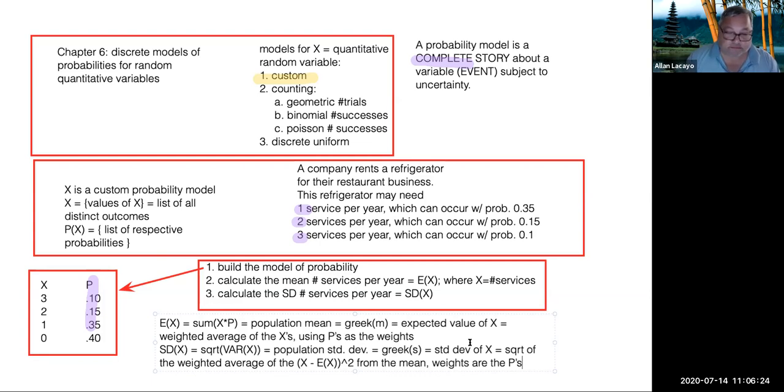Okay. So the formula for this is the square root of the sum of how each value differs from the expected value, squared, times the probabilities.